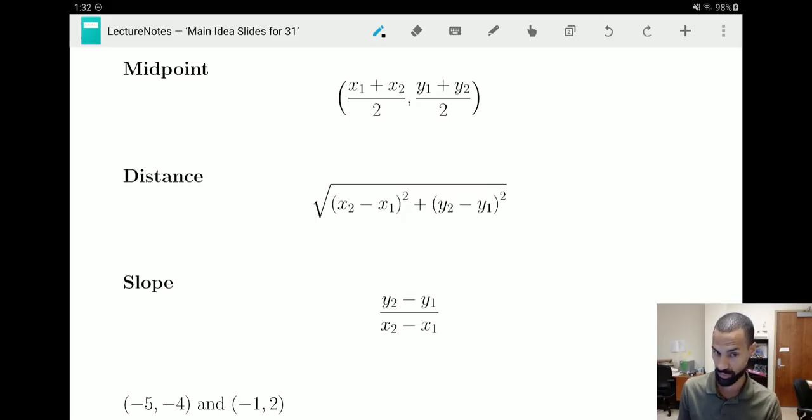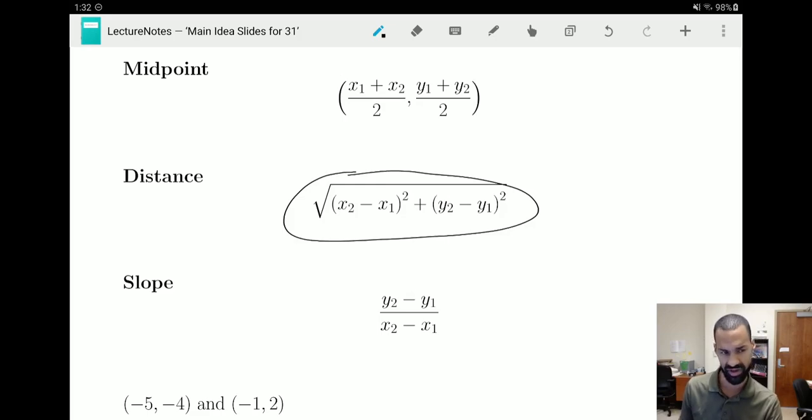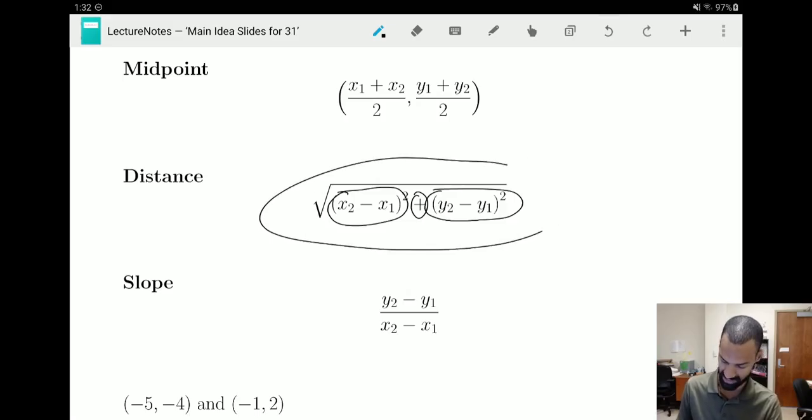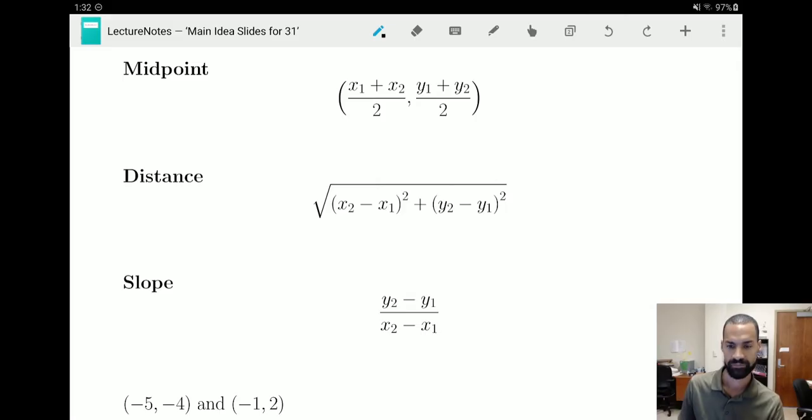Okay, that gives you a new point, the midpoint. Okay, distance, this one looks the most complicated. It's really not that bad. Here you're going to subtract the x values and square it, subtract the y values and square it, add those two together, then find the square root. So it is kind of a lot going on there, but each step by itself is not too difficult. That will give you how far apart the 2 points are.